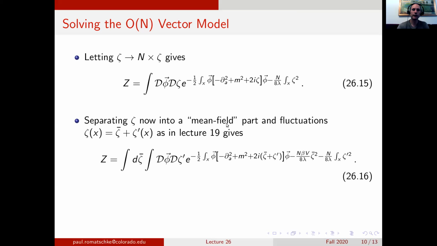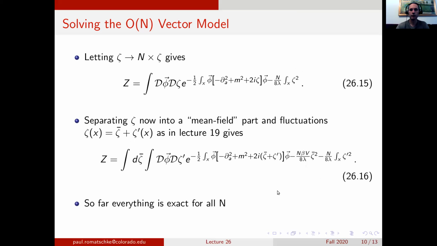However, what we can do is we can first separate the auxiliary field zeta in terms of a mean field, a constant component zeta bar, and fluctuations around that, just as we have done in lecture 19 when we were talking about spontaneous symmetry breaking of the scalar field. If we do this, we plug it in, we find that since the fluctuation part clearly integrates to 0, there's no linear term in this expansion of the original quadratic term up here. So this is the action that we get.